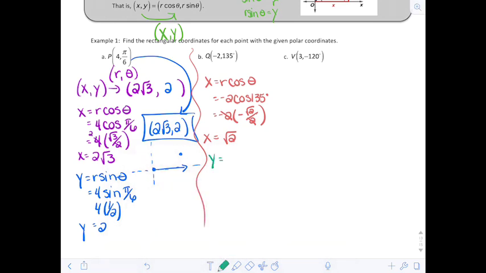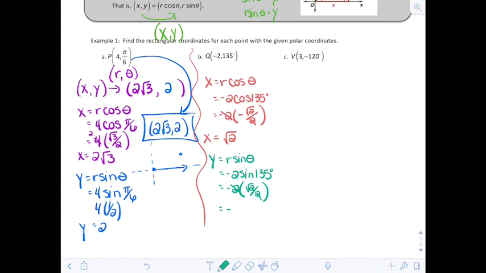Then for y, being r sine theta, that's going to be negative 2 times the sine of 135. So negative 2 times, in the second quadrant, sine is positive. With a reference angle of 45, that's also root 2 over 2.